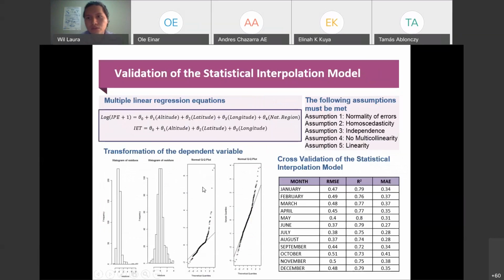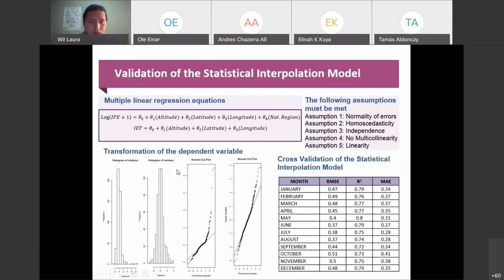Once we calculated the values of each index for each conventional station, we proceeded to validate the statistical interpolation model. We use a multiple linear regression equation with independent variables like altitude, latitude, longitude, and natural regions to estimate the values of each index. Since these indexes are calculated from precipitation and temperature, it's necessary to standardize the estimated, dependent values, and for that we use the logarithm.